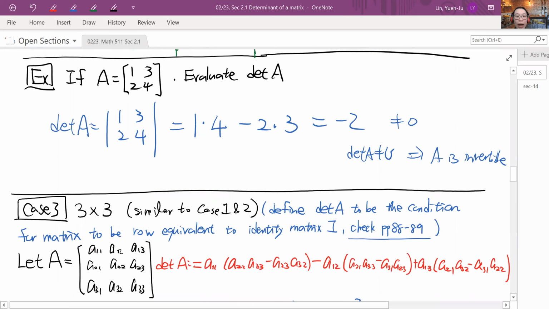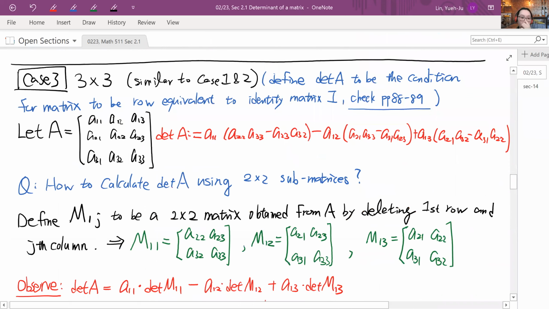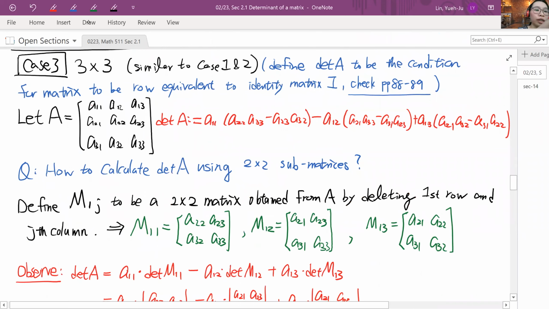So for 3 by 3, you can see that I pre-wrote a lot of things, because 3 by 3 is slightly harder. I'm not going to do what I did with case 1 and 2, because it would take maybe the rest of the class. Just for 2 by 2, we already have 2 cases. For 3 by 3, there will be more, but the idea is the same.